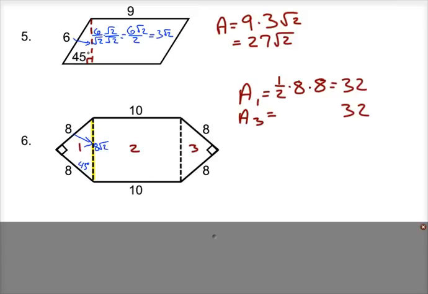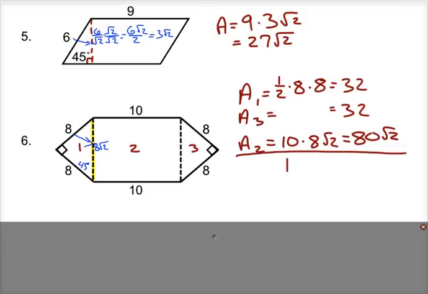So now when I find the area of that middle shape, I end up getting a base of 10 times a height of 8 square roots of 2. And if I multiply that together, I get 80 square roots of 2. And now to get the total, I'm just adding everything up in the column on the right.